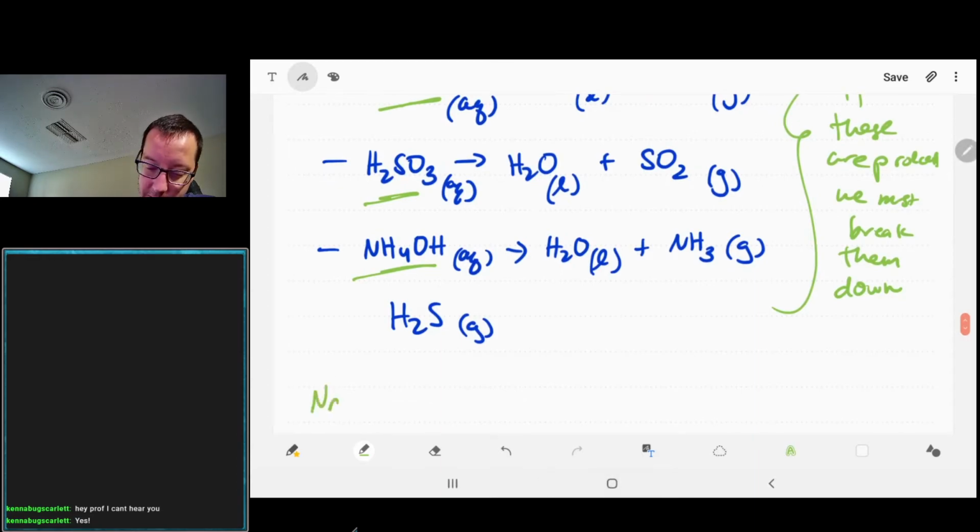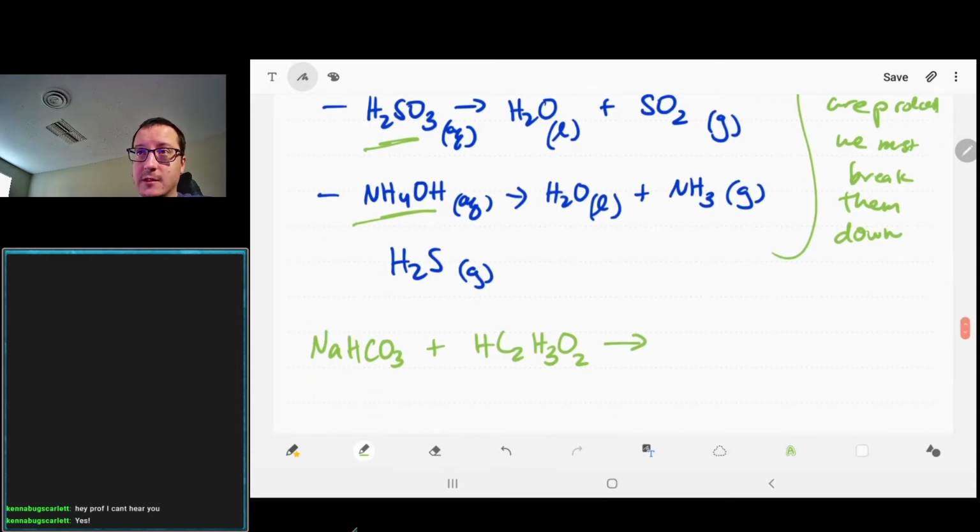Our favorite, one of our favorite reactions. Two ionic compounds. This is a double displacement reaction.